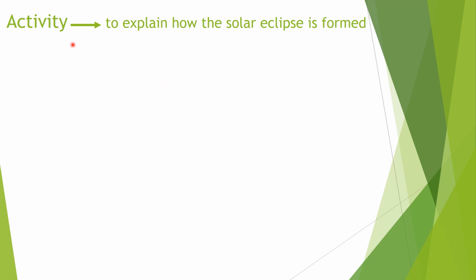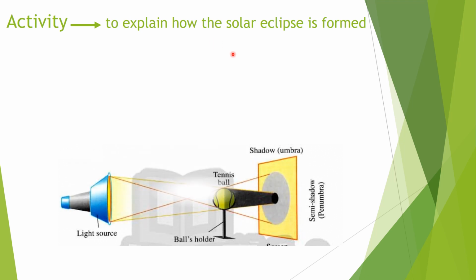Now we will do an activity to explain how the solar eclipse is formed. Look at this picture. We have a light source that represents the sun, a screen that represents the earth, and a pole that represents the moon. Put a tennis ball that represents the moon between a big light source and a screen. The big light source is like the sun, and the screen is the earth, as shown in the following figures.